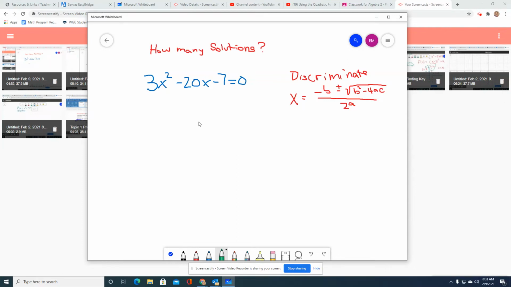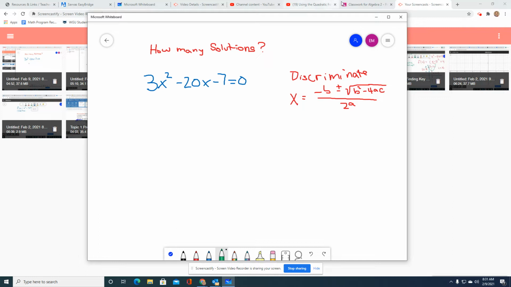This is Mr. Myers going over problem number 24 on Friday, February 5th, homework assignment from topic 2-6 in your textbook. Okay, so in this problem, they only asked us how many solutions. They did not ask us what are the solutions. They asked us just how many solutions. In this case, all we need is the discriminant. We don't need the whole quadratic formula.